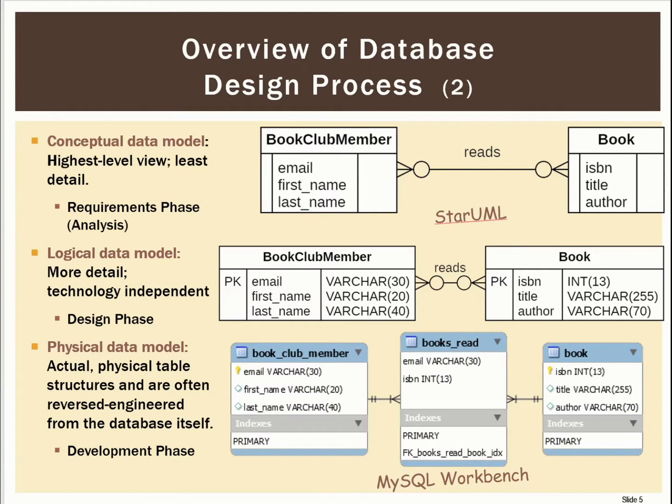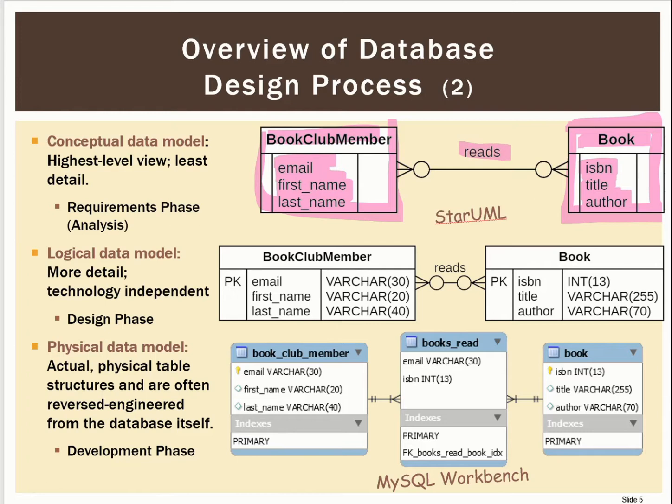Here we have another example of information to model. And this time we're going to talk about books and book club members. And so again, we have entity types here for a book club member, and we have an entity type for book. And at the conceptual model level, we want to keep track of some of the fields. For book club members, we're going to want to know their email, their first name, and their last name. For books, we care about their ISBN number, the title, and the author. And here's the relationship. A book club member reads a book.